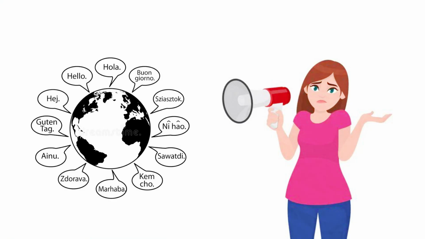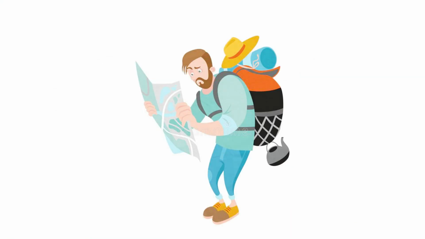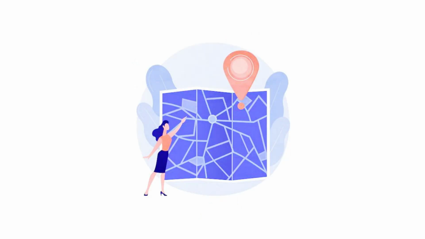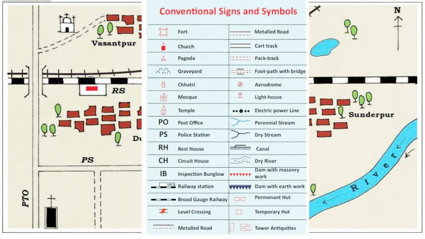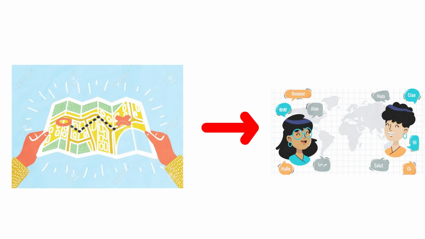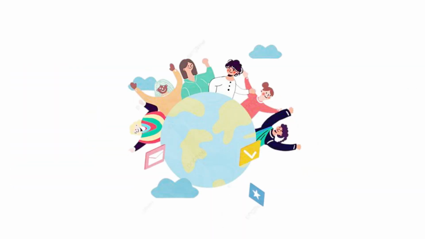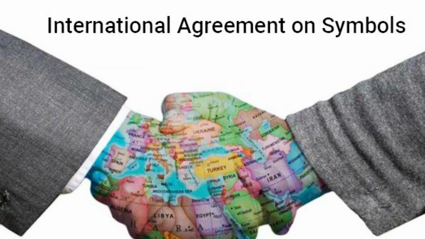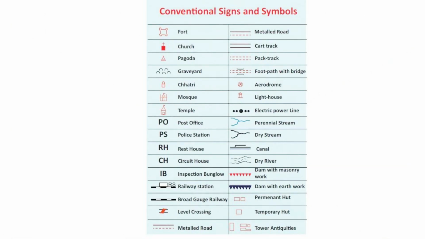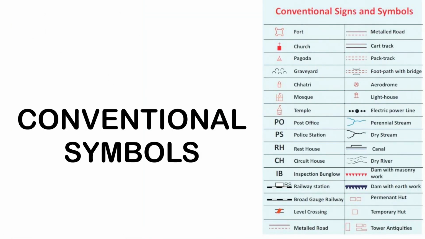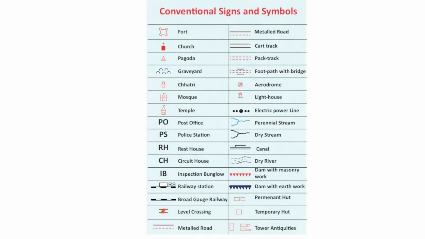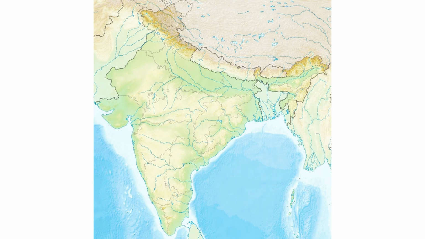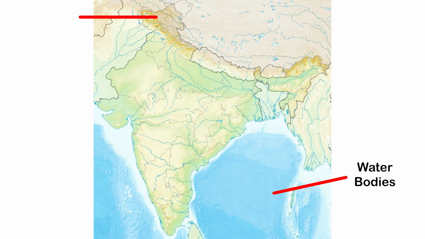Even if you don't know the language of an area and therefore cannot ask someone for directions, you can collect information from maps with the help of these symbols. Maps have a universal language that can be understood by all. There is an international agreement regarding the use of these symbols. These are called conventional symbols. Some of the conventional symbols are shown in this figure. Various colors are used for the same purpose. For example, generally blue is used for showing water bodies, brown for mountains, yellow for plateaus, and green is used for plains.